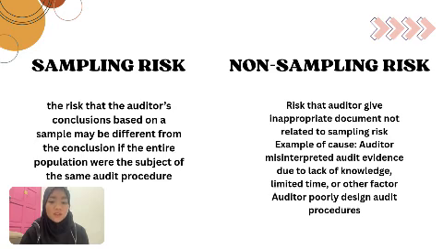Now I will present the sampling risk and non-sampling risk. Sampling risk is the risk that the auditor's conclusion based on a sample may be different from the conclusion if the entire population were the subject of the same audit procedures. Non-sampling risk is the risk that the auditor reaches an inappropriate conclusion not related to sampling risk.